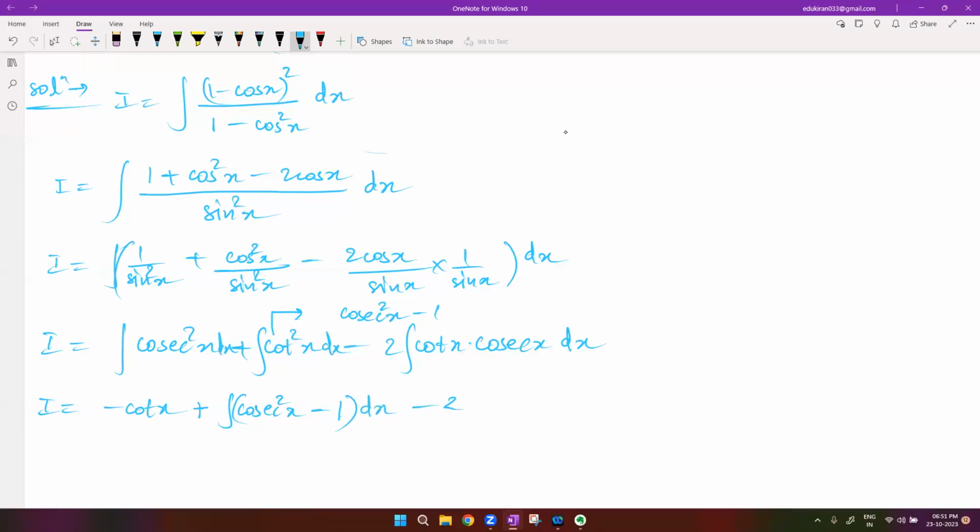Minus 2. Can someone tell me the integration of cot x into cosec x? Cot x cosec x. What is the differentiation of cosec x? Oh God, no. This won't work like that. I would not be able to take class like this. Please try to work on these formulae, and I mean, it's very tough to get through the exam like this.